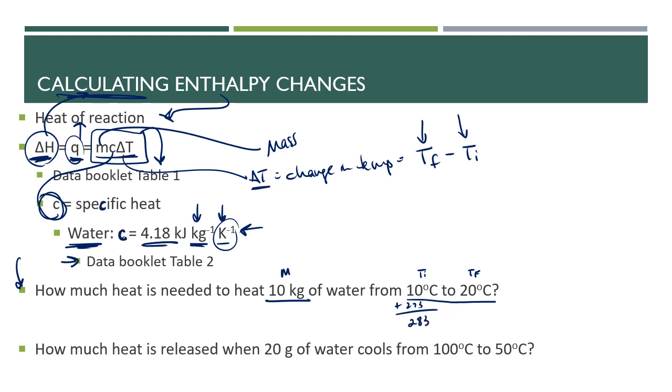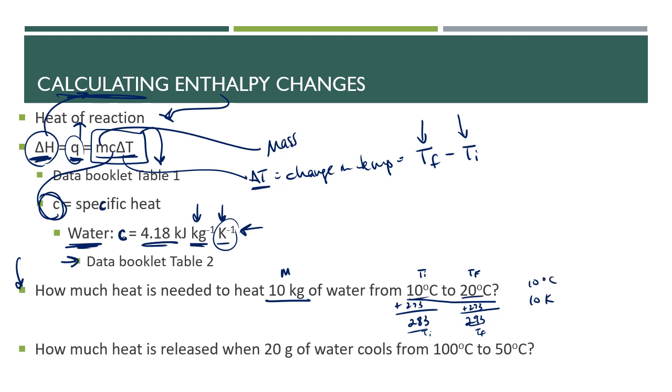To get from 20 to Kelvin, we're going to add 273, and we're going to get to 293. Here's my T final. Here's my T initial. 293 minus 283 is 10 Kelvin. 20 minus 10 is also 10.